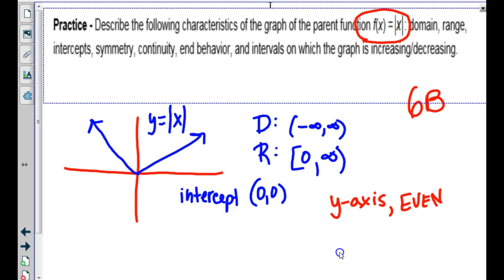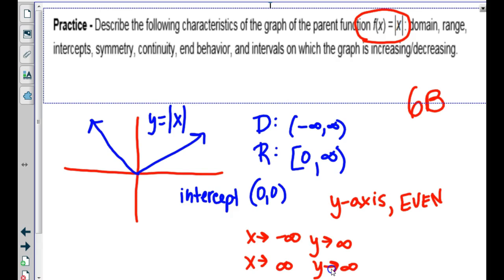What else? Continuity. Is it continuous? Yes. Okay. It's continuous everywhere. It doesn't have any breaks or jumps or holes. End behavior. As x approaches, how do I say left, negative infinity, what is it doing? Positive infinity. As x approaches right, I would say, then it's going up as well.